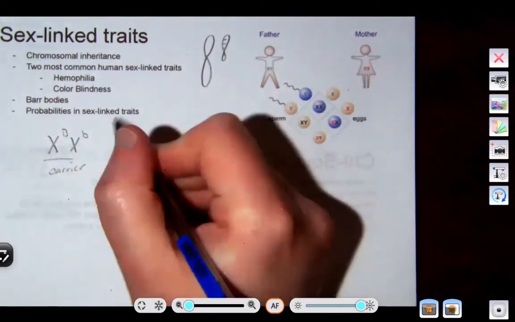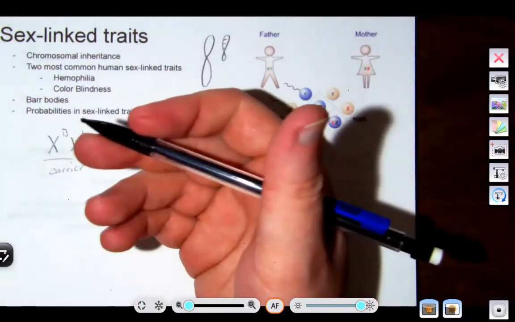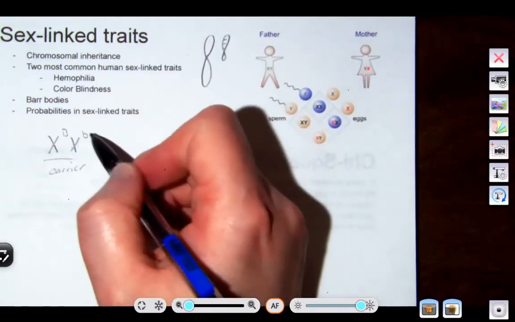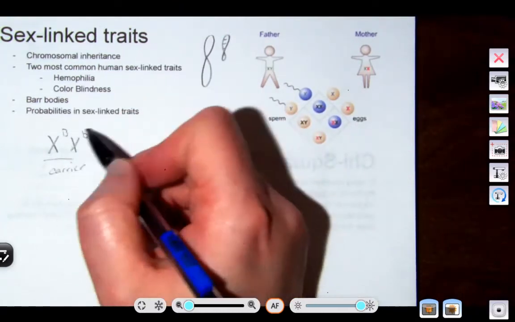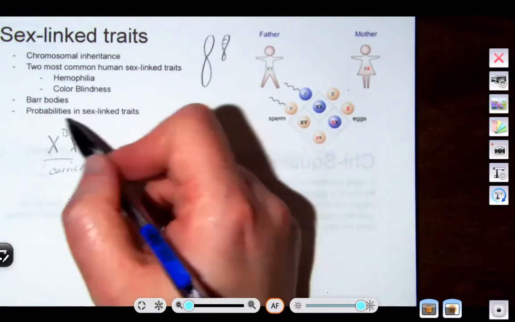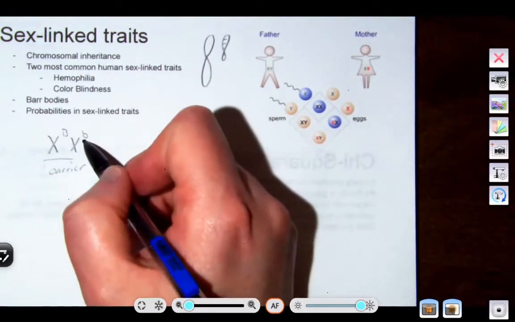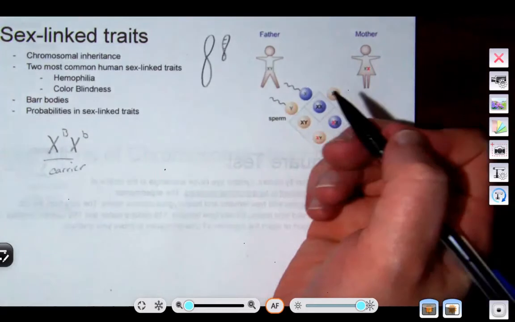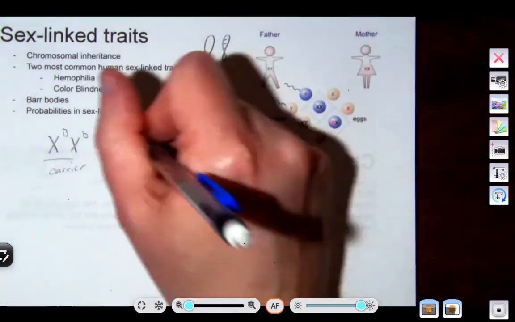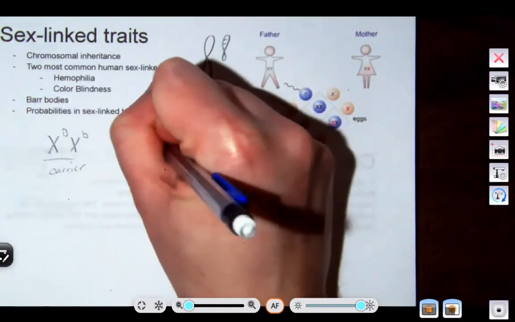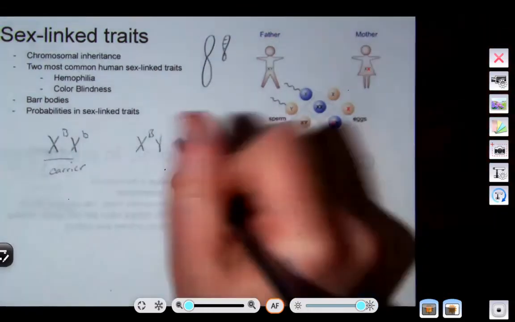Carriers carry the gene, but they don't have the actual phenotype. So she would carry the color blindness, but she doesn't have it. An example of this is my mom was a carrier. She can see color just fine, but she gave me an X little b, and I got the Y from dad because I'm a guy. And so what ends up happening is I end up being colorblind. So here's my dad, he's normal. Lucky him.